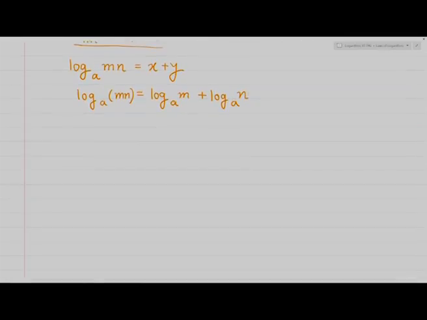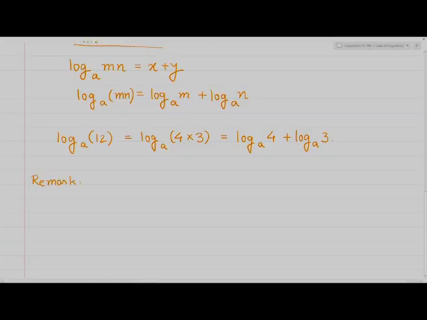So, how can this property be used? Suppose I have been given log to the base a of 12. Then I can rewrite this as log to the base a of 4 into 3, which essentially means it is log to the base a of 4 plus log to the base a of 3. Right. So, this is the simplest demonstration of the property of logs. Now, this property, let us remark something.